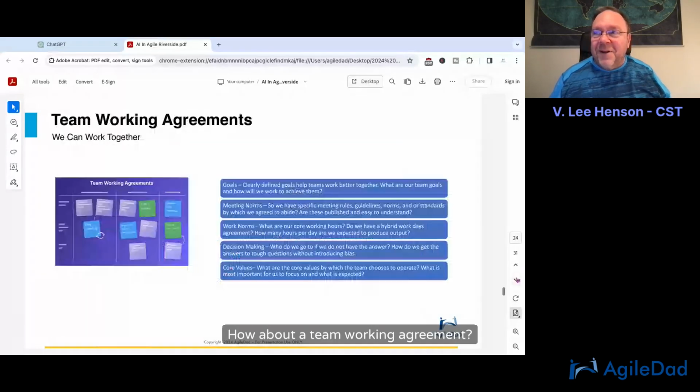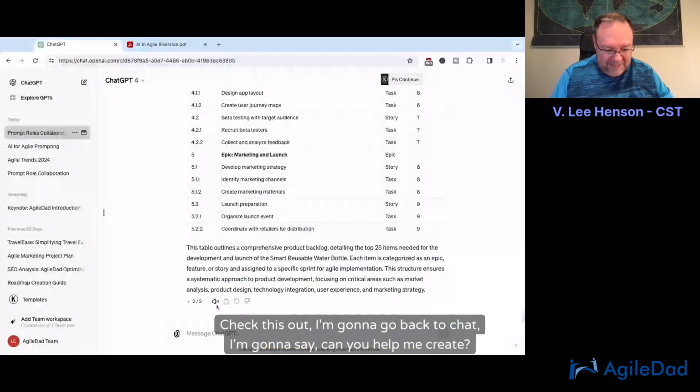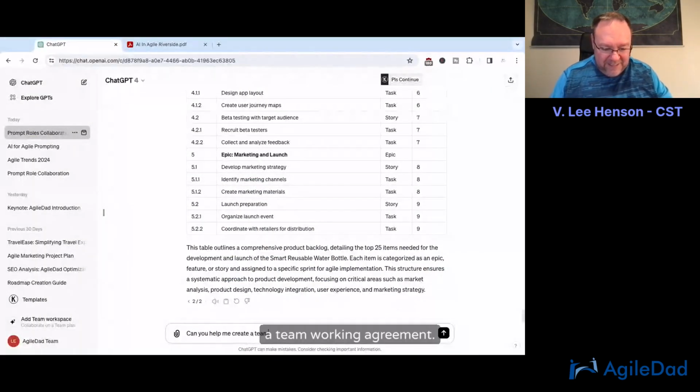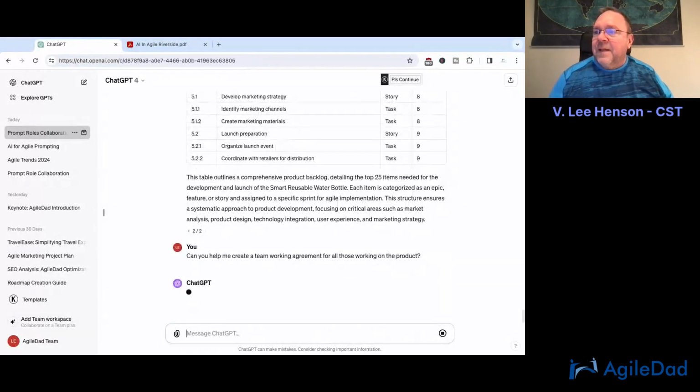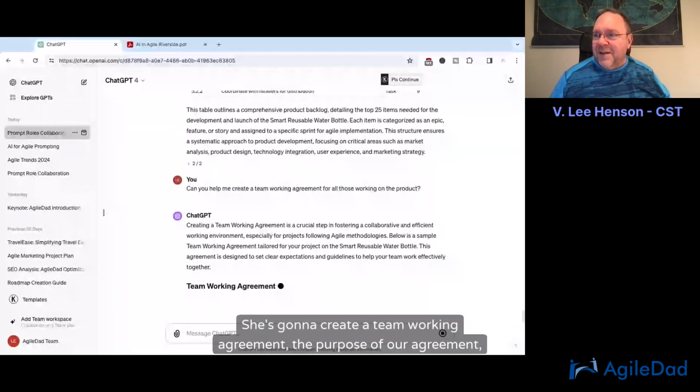How about a team working agreement? I know what you're thinking. No way. There is no way. Check this out. I'm going to go back to Chat. I'm going to say, can you help me create a team working agreement for all those working on the product? Okay, so here she goes. She's going to create a team working agreement.